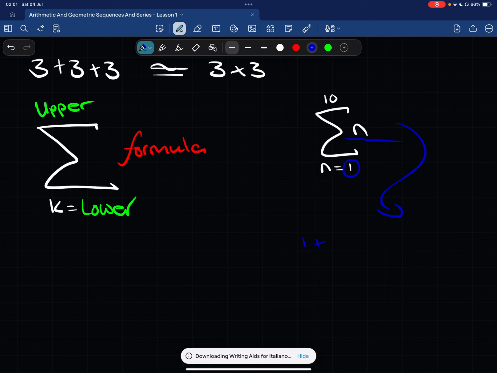I want to get to 10, so to do that, I have to add 1. So I'll say 1 plus 1 is 2. Plug it in here, there's only n, so that's just 2. And now it's like, okay, I've done that. Now I have to go to 3, and so on.